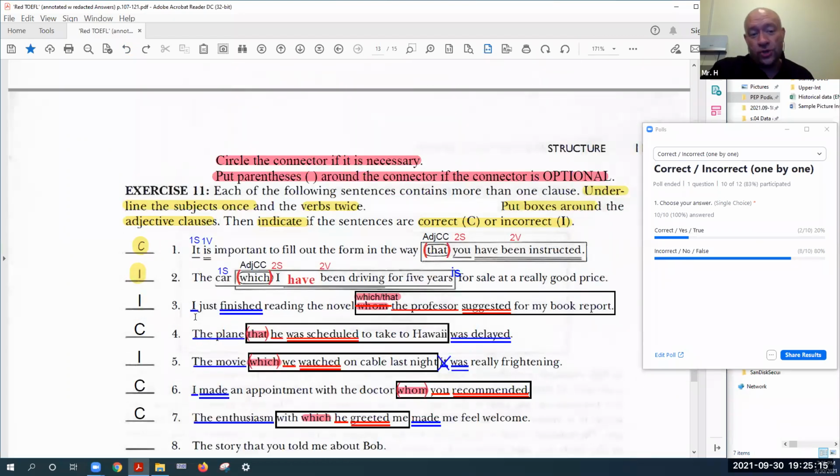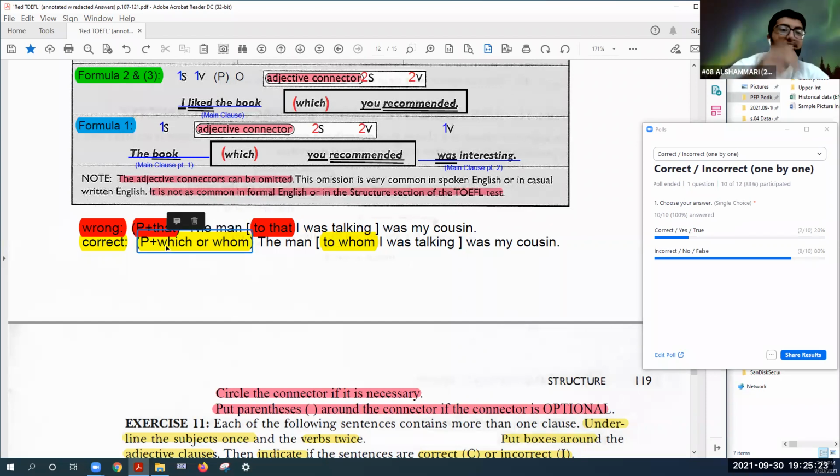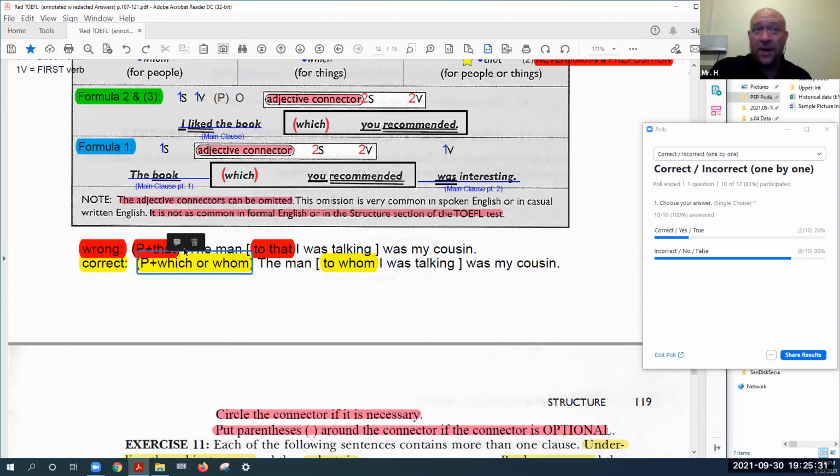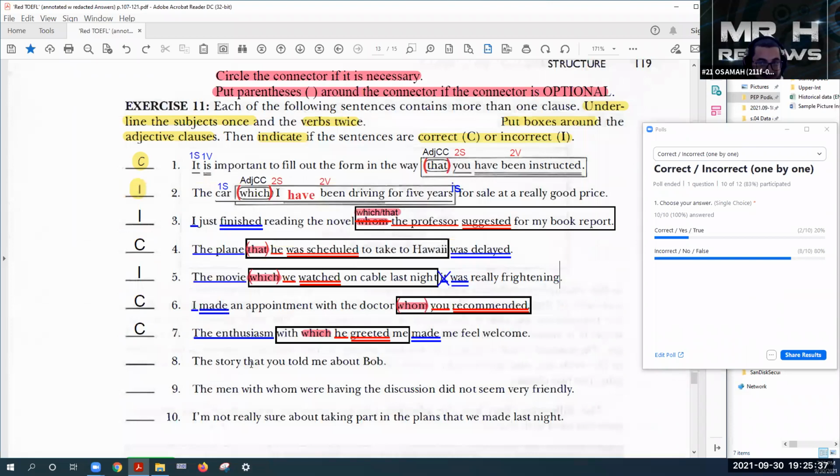Now, I told you above, that's why I explained this rule to you up here. You see the rule? What did I say? Oh, okay. I told you. Preposition and which or whom. Preposition plus which or whom is correct. But preposition and that is wrong. Yes, Osama, we have Salah now.